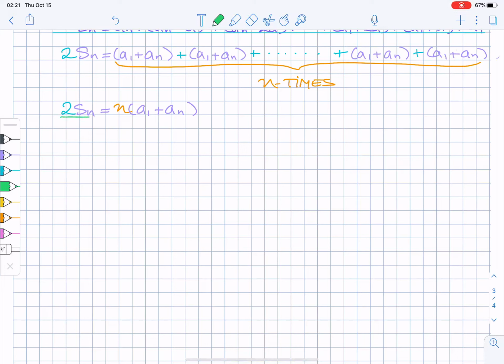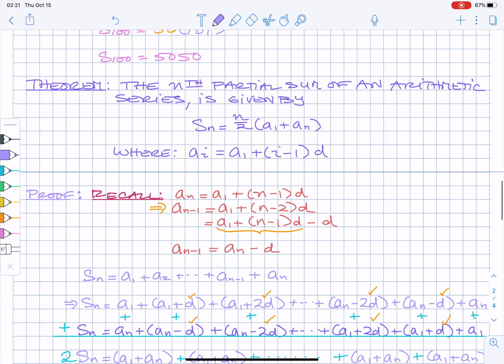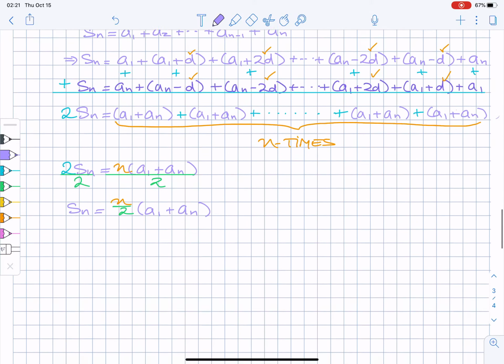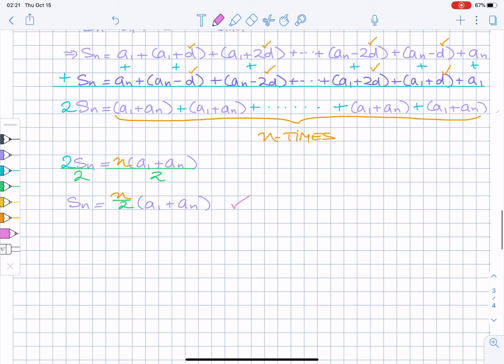So now I'm just going to divide both sides by 2. And I get that the nth partial sum is going to be n divided by 2 times the quantity first term plus the nth term. And that's exactly what the theorem says, right? So check mark, we've proven it. So check mark, proof is complete.